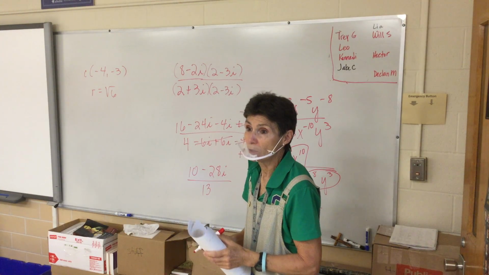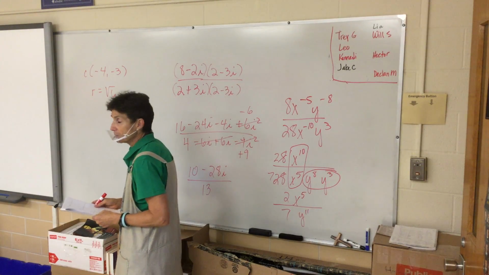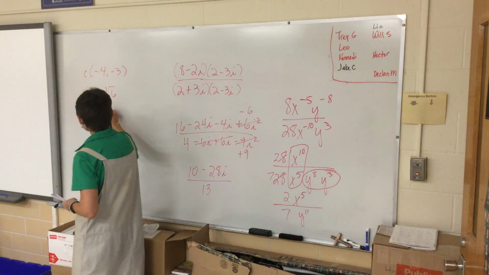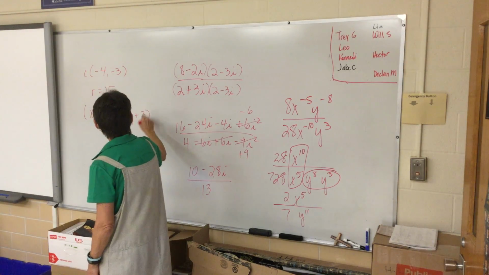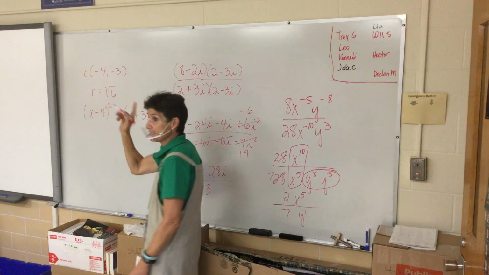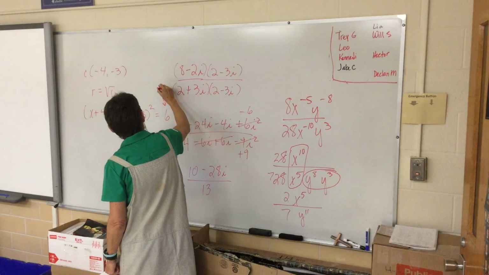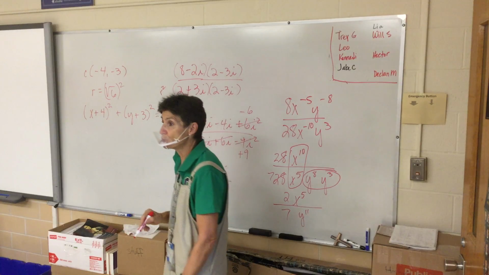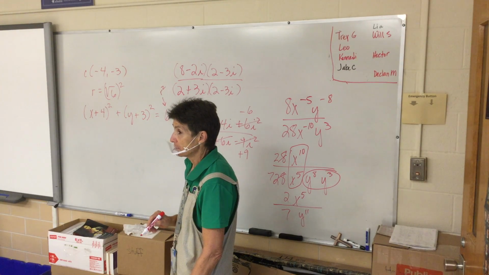Write the equation of a circle. What does that look like? What does a circle look like? Well, this is going to be (x + 4) squared plus (y + 3) squared equals 6. Because this number is always r squared. And what happens when you square root 6? You just get 6. Right?